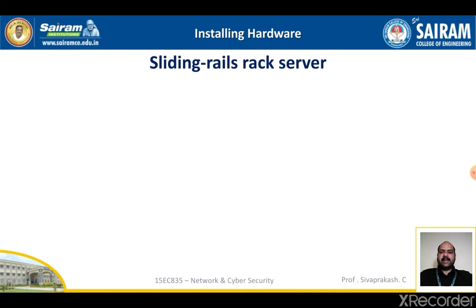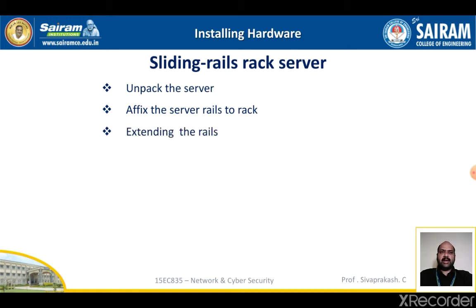Let's see about a sliding rail rack server, and the typical installation sequence of this particular sliding rack. Unpack the server and its components first. Then you have to search for the server rail and cable. Next, affix the server rails to the 19-inch rack. Some rails require screws and some are screwless. A rack with square hole brackets may require special fastening nuts with clips to affix the brackets from the front end of the rack.